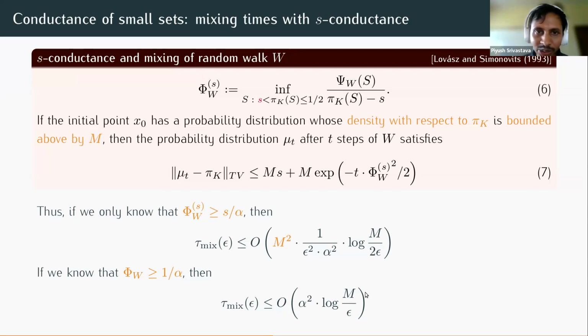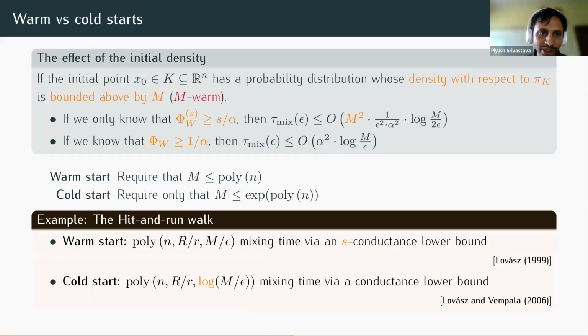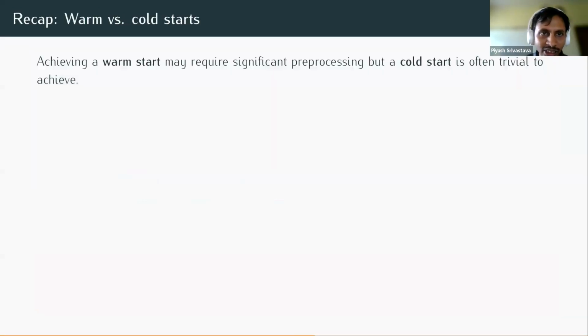So just to recap, the initial point has a probability distribution which is M-warm. If you only have an s-conductance bound, then we only get this kind of mixing time, polynomial in M. If you have a conductance bound, then we get the thing we want. So this is just a recap. This is where we are. We want to prove this conductance.